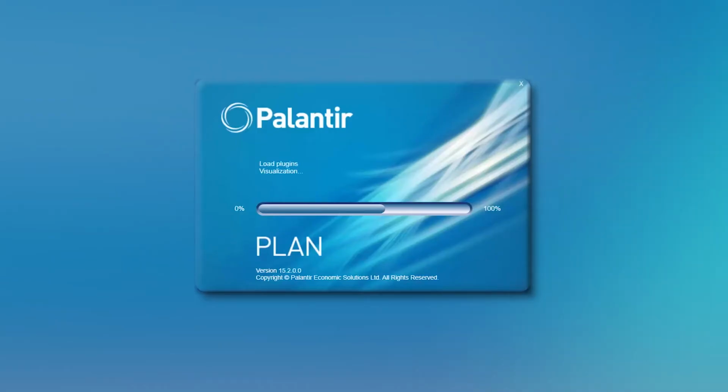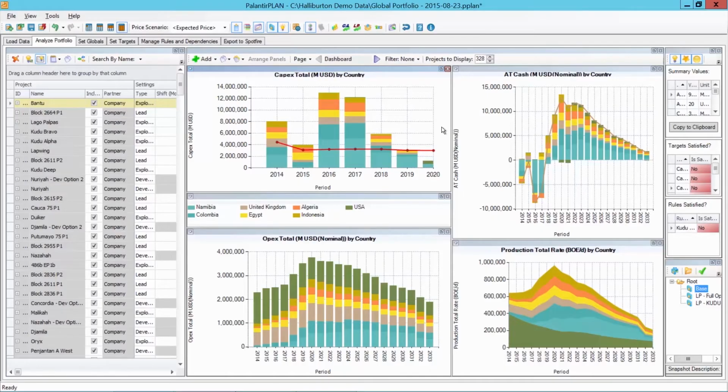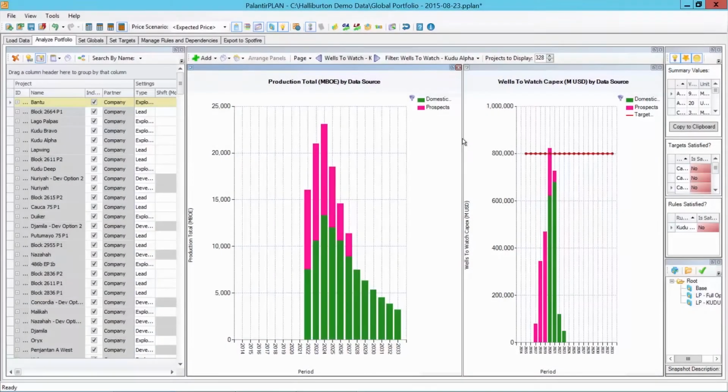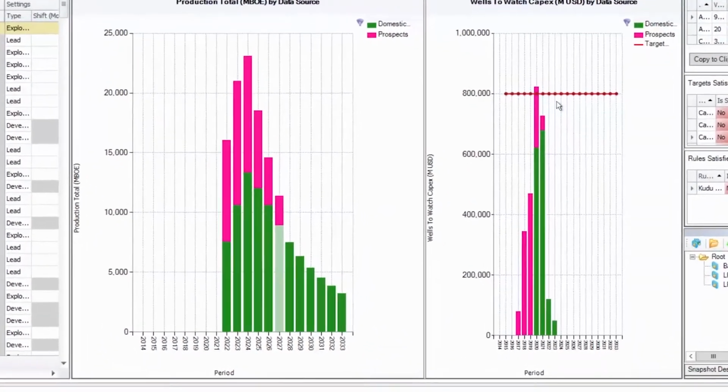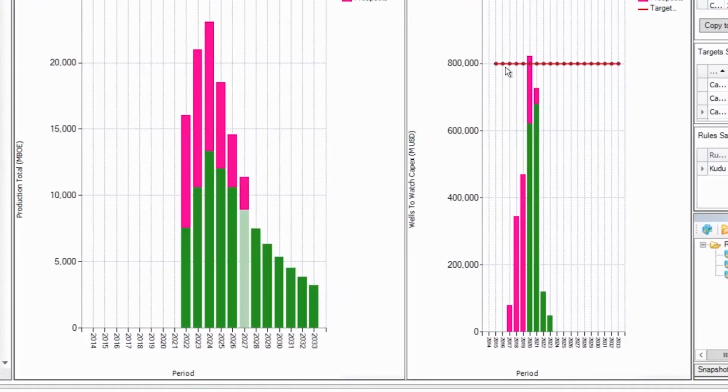We will use Palantir Plan, which is a scenario planning and portfolio optimization tool where you can visualize and understand your entire corporate portfolio. Our original development plan with Kudu development in Namibia and acquisition in domestic US are booked in this portfolio and are managed on the right side to a capital spend limit, which is our target spend for all of our acquisitions and prospects.